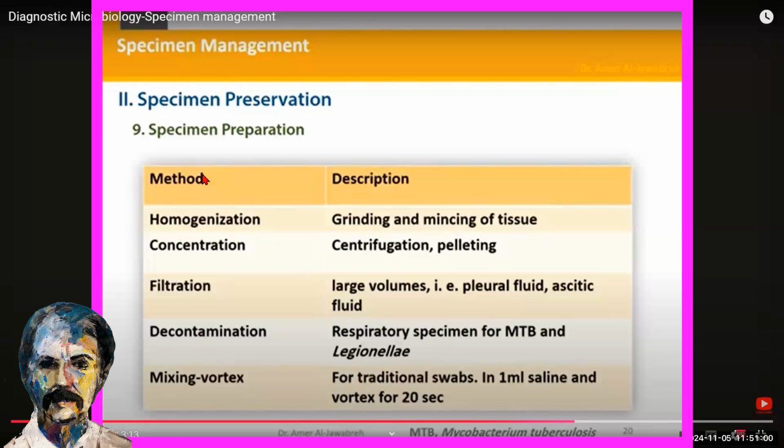So these are pre-testing steps. Before you test, you do these: either homogenization, concentration, filtration, decontamination, or mixing and vortexing. These are pre-testing procedures that prepare and make the specimen ready for culture and ready for examination.